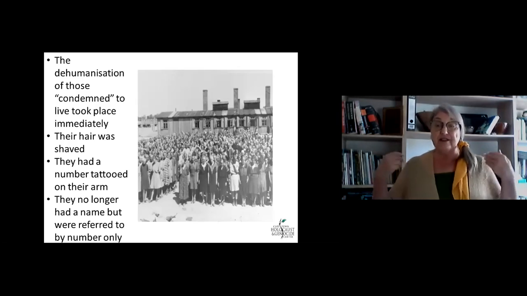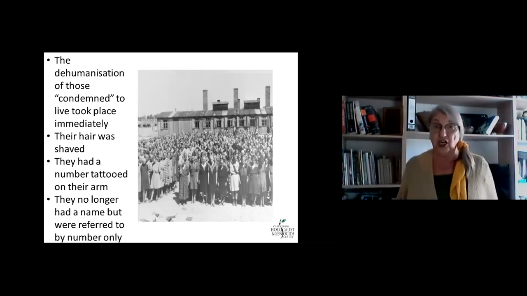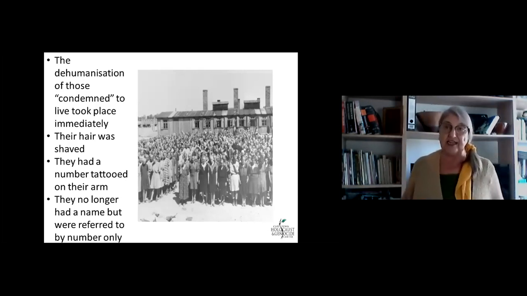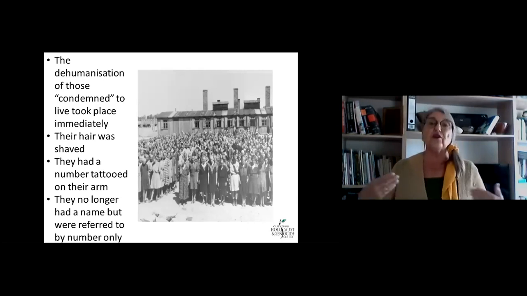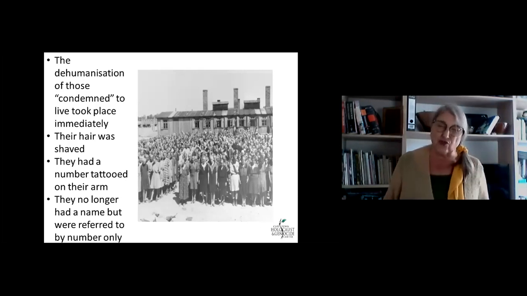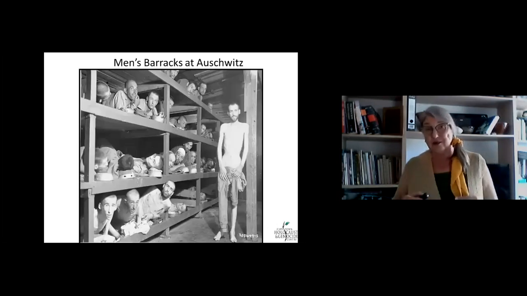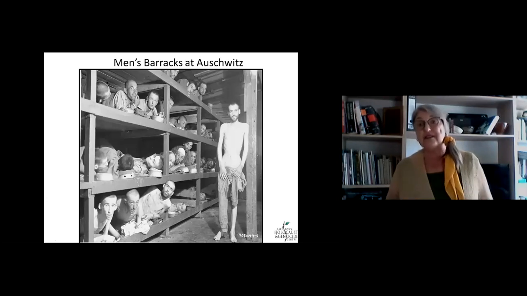And after they'd been through actual showers, because those people were given real showers and given clothes, then they had to line up and do roll call, and they were given jobs to do, which they either survived or they did not. Food was extremely scarce, and people mostly died of starvation. If you have a look at this image of the men in the men's barracks at Auschwitz, this is how they lived, this is how they slept, and this is what they looked like when the war came to an end.